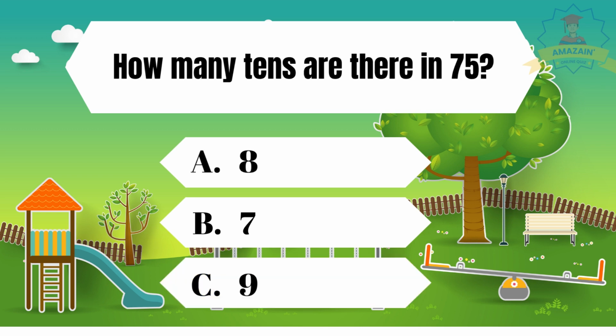How many tens are there in 75? A. 8. B. 7. C. 9. And the answer is B. 7.